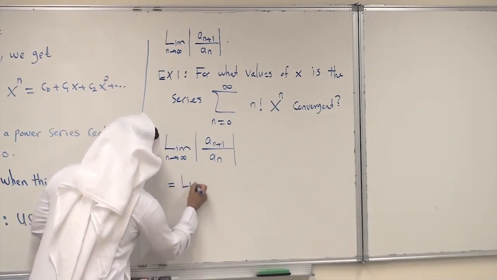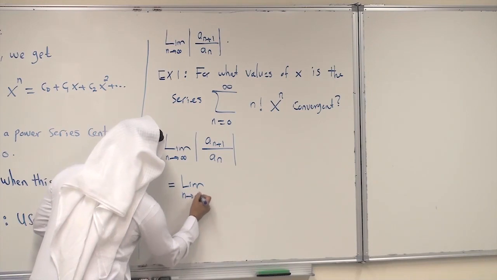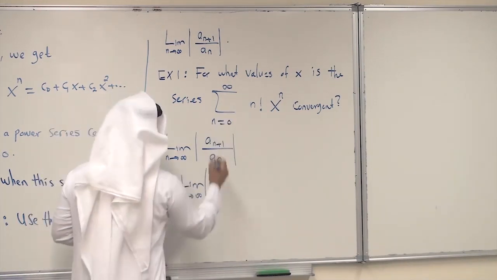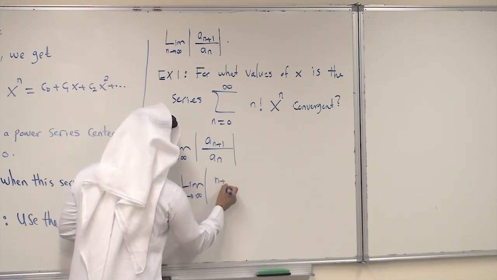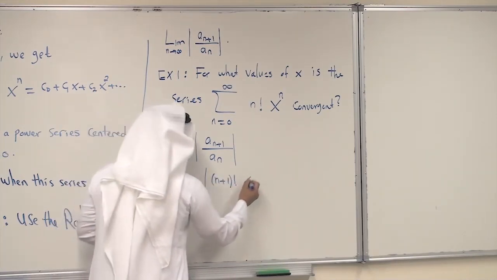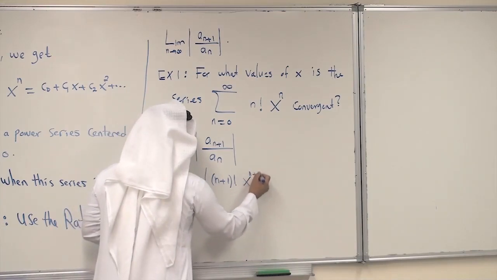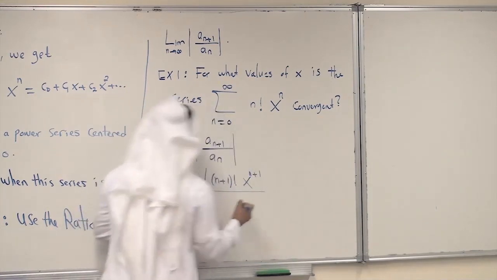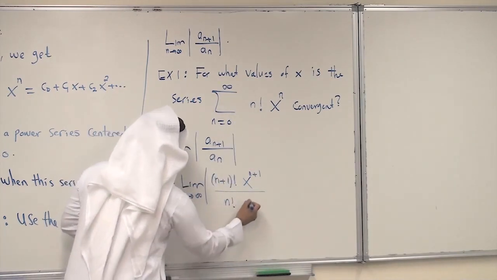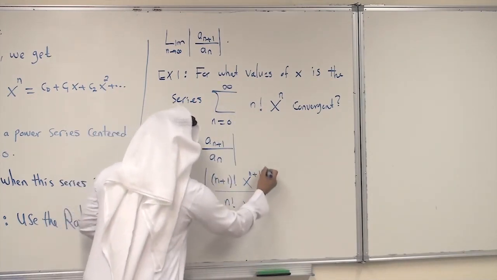Limit as n goes to infinity. Now, we need the absolute value here. I replace n by n plus 1, so that is (n+1) factorial. We have x to the power n plus 1 divided by a_n, which is the nth term, n factorial times x to the power n. Now let us simplify this.